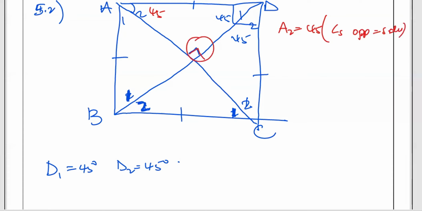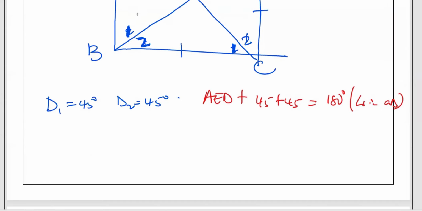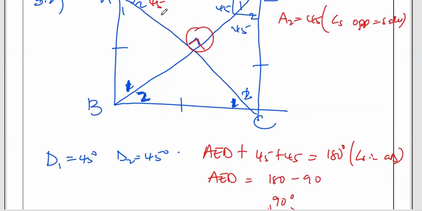Now, we need to find that missing side or missing angle, which is going to be AED. So AED plus the 45 plus the 45 must give us 180. Those are angles in a triangle. And if that is true, we know that AED should be 180 minus 90, which gives us a 90 degree. Now that is about the angle, okay?